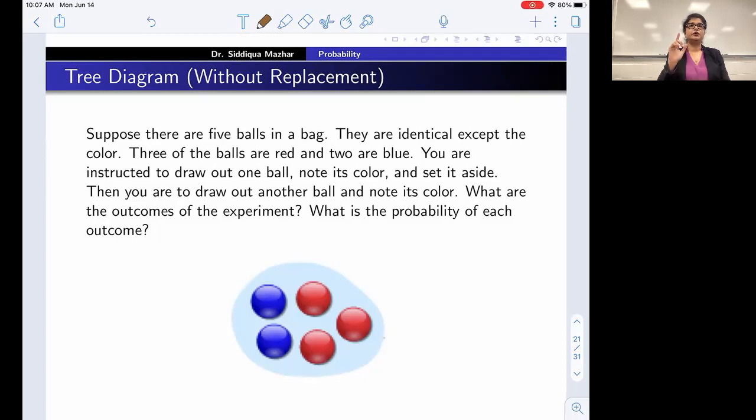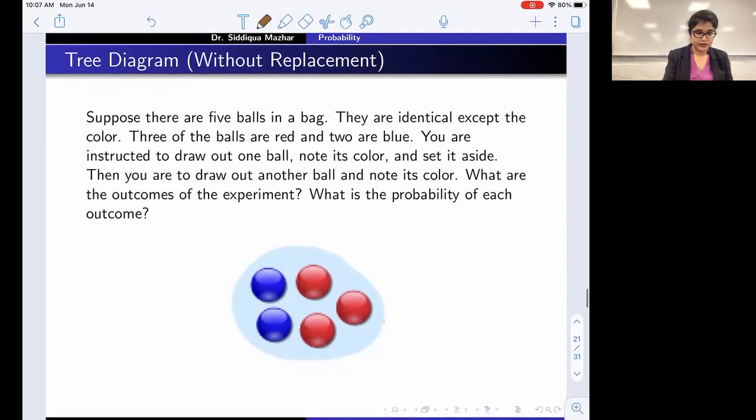So this is why you have to use the first definition: probability of A and B is equal to probability of A times probability of B, given that A has already happened. So this is the experiment. This is the formula we will be using for the product of two probabilities. So let's have a look.